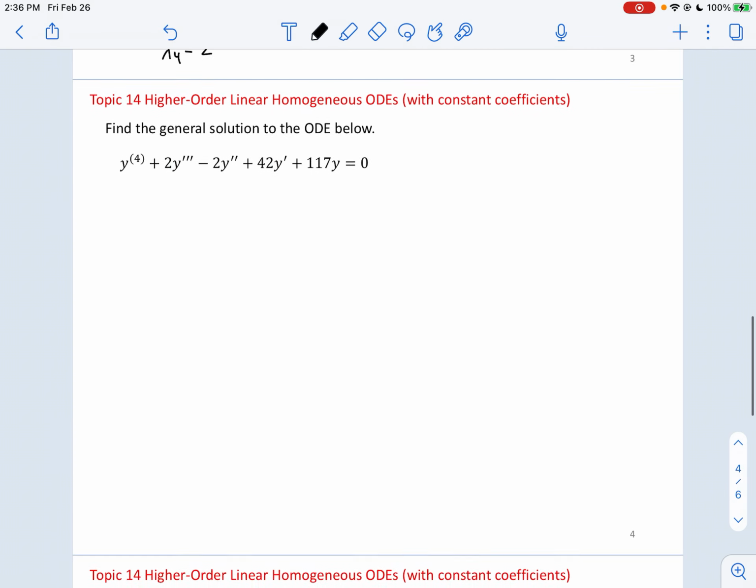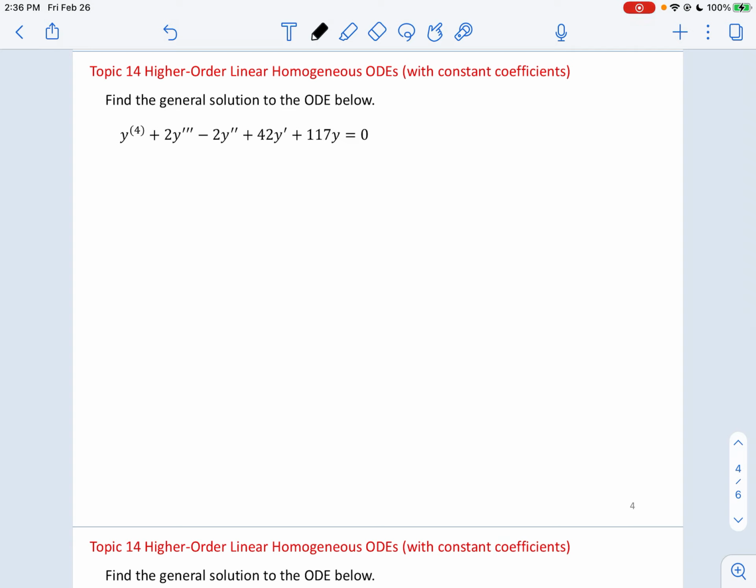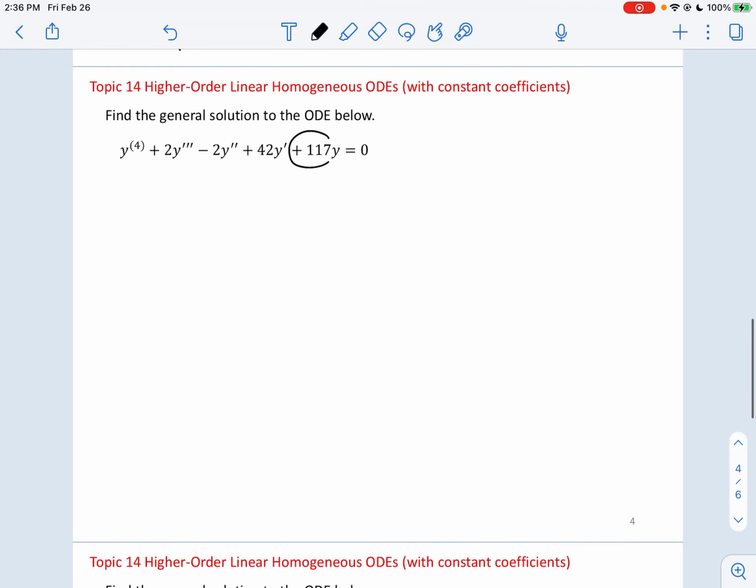Okay, let's go to the next one. Find the general solution, so another 4th degree. And I'm going to do the synthetic division trick again. 117 doesn't have any factors. When we first write the characteristic polynomial, before we do this, so lambda to the 4 plus 2 lambda cubed minus 2 lambda squared plus 42 lambda plus 117 is equal to 0.